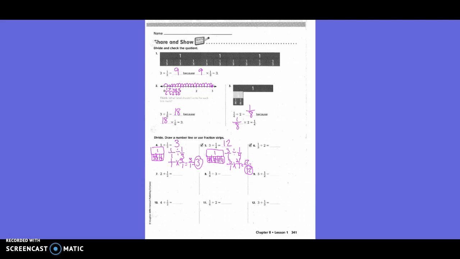All right, let's look at number 6. So we have divided by 2, but we have 1/5 divided by 2, right? So they have the quotient being smaller than the dividend. So we're going to draw like number 3 up here. So I'm going to draw 1 whole, and then how many 1/5 size pieces? It would take 5, right?